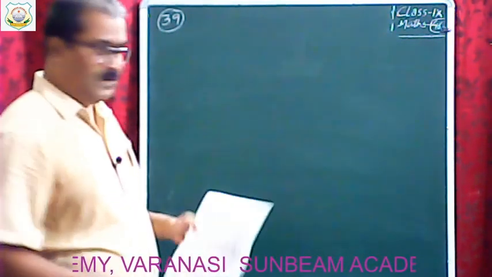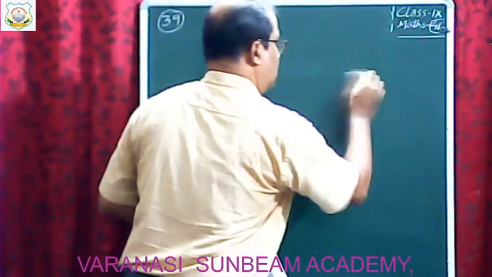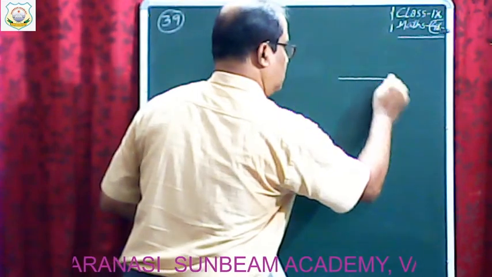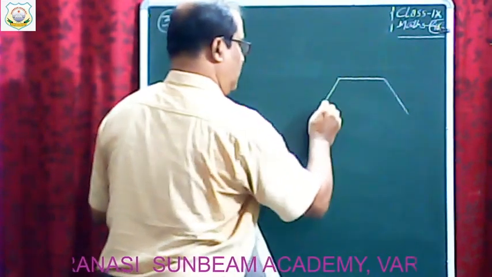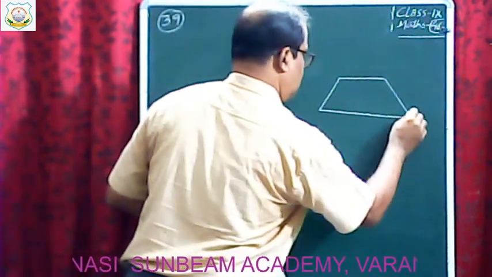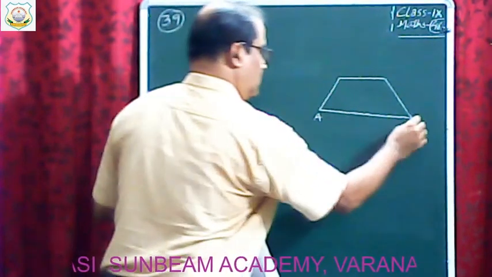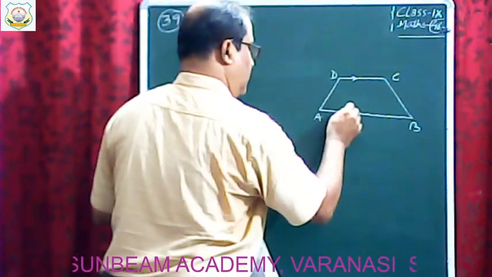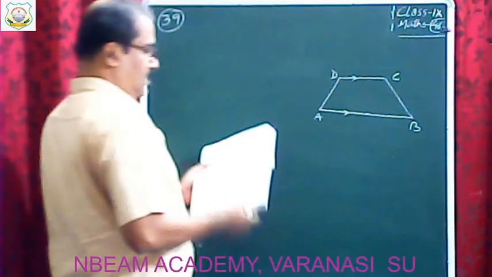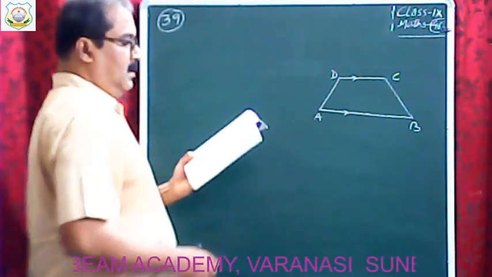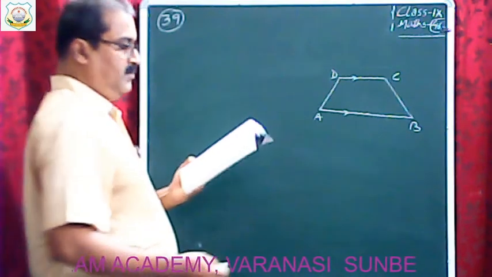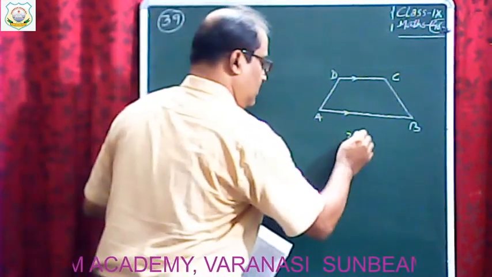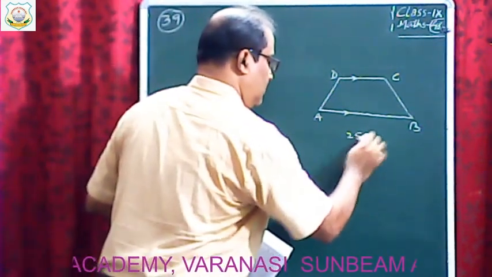So draw the figure first. Trapezium. Suppose ABCD, AB parallel to CD. The length of the parallel sides is given, 25 meter. Suppose AB is 25 meter.